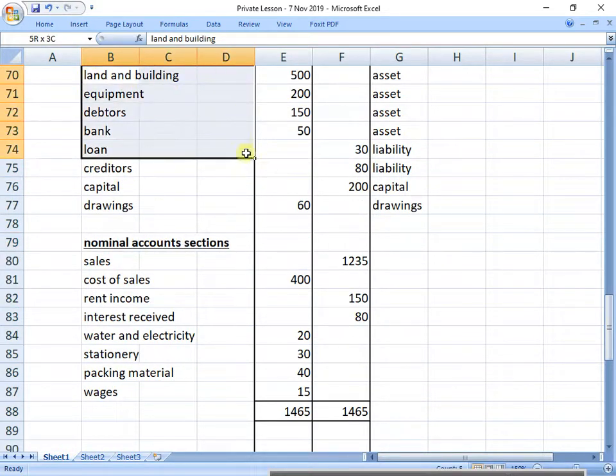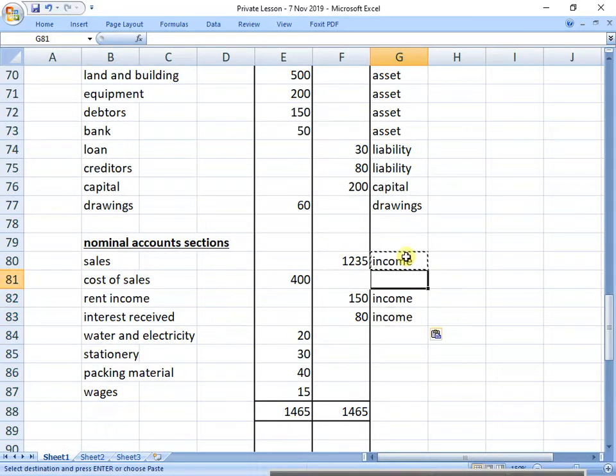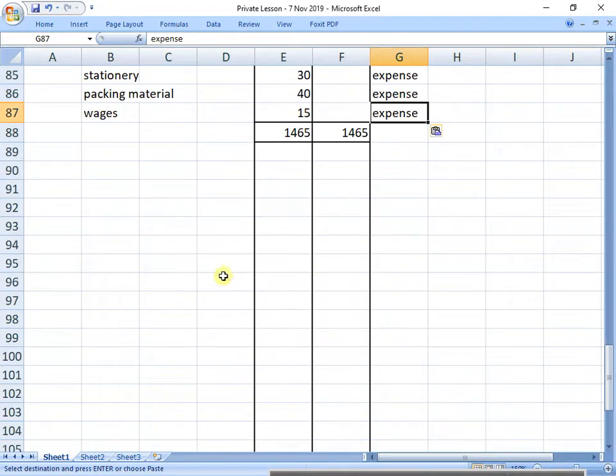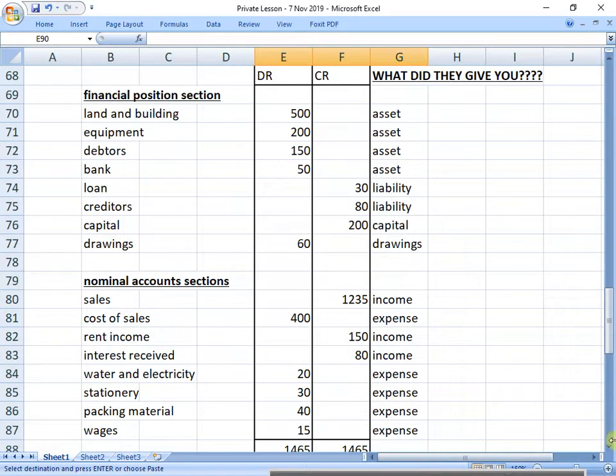Financial position, nominal accounts. Assets, liabilities, capital, drawings go here. Income and expenses go here at the bottom. This is an income. This is an income. This is an income. This is an expense. This is an expense. That is an expense. That is an expense. That is an expense. And then the 1465 is the total of the debits and credits.